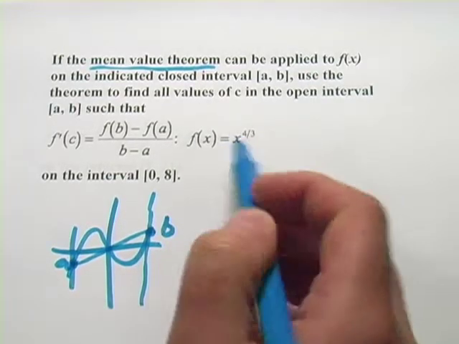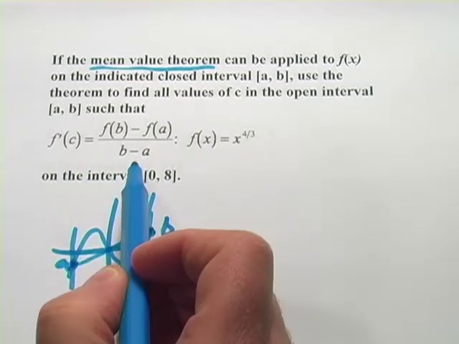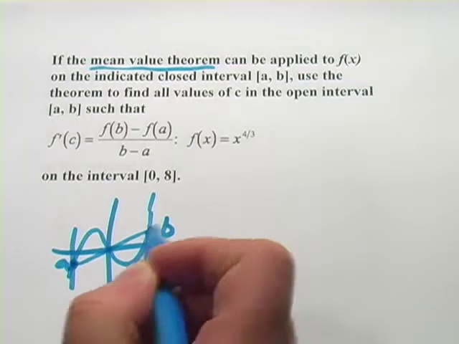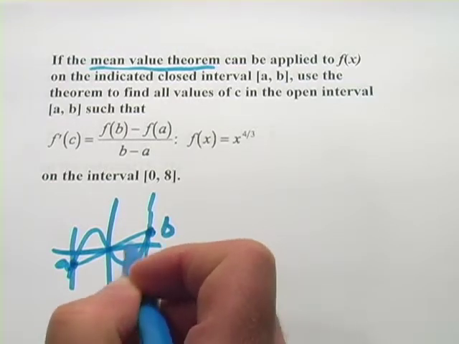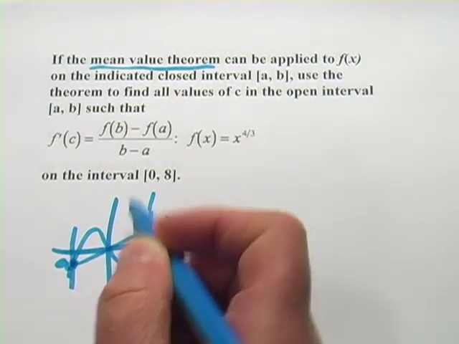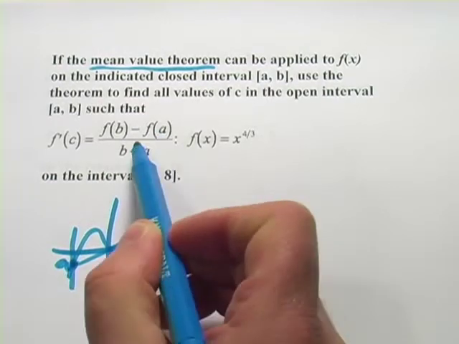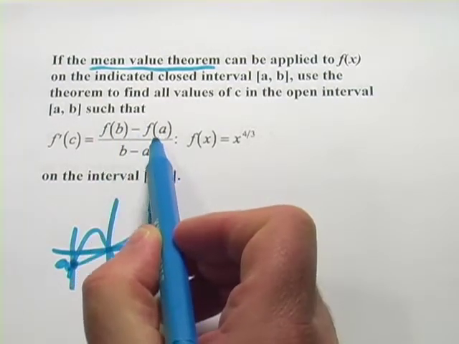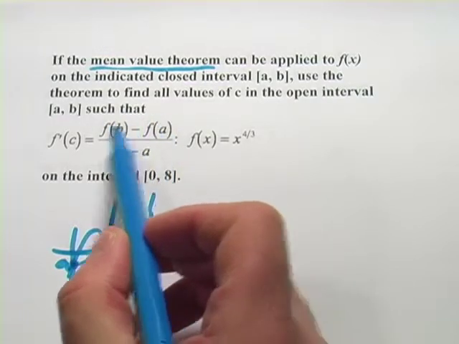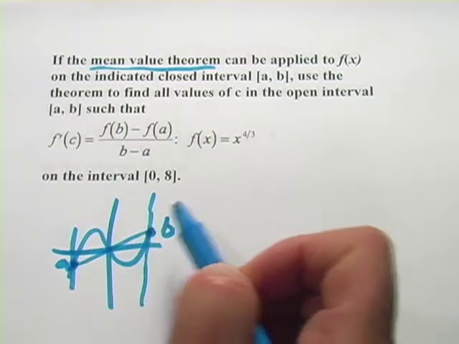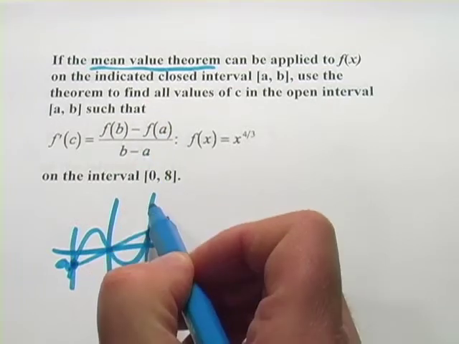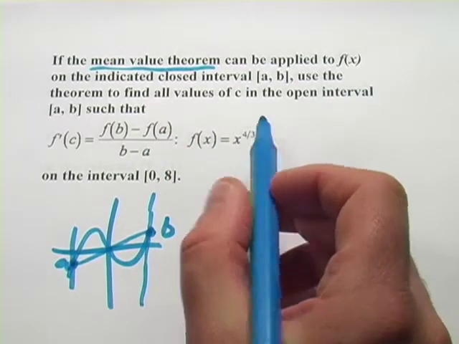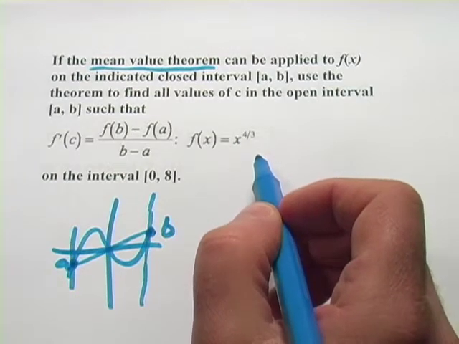Let's take a look at this first one. So here's the way the problem is stated. We have f prime of c. C would be the point where the slope of the tangent line is the same as this slope here. And then here we just have the slope of this line between a and b. So f of b minus f of a, that's the difference of the y-coordinates, or the rise, and b minus a is the run, so rise over run is slope. And in this case, our function f of x is x to the 4/3.